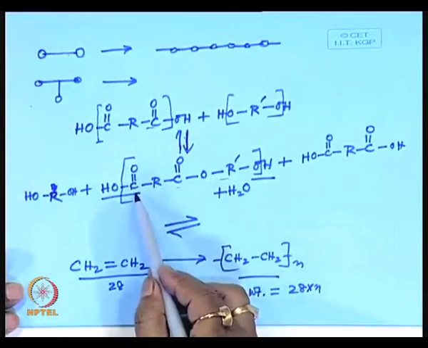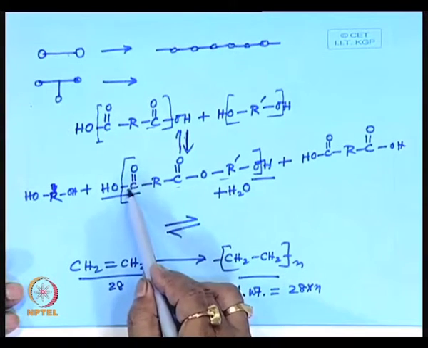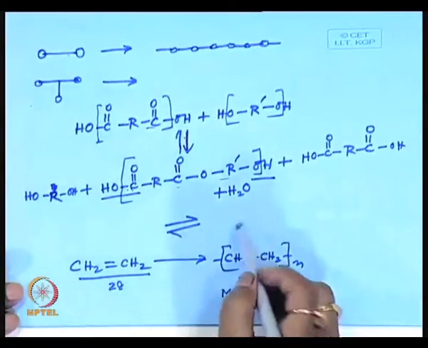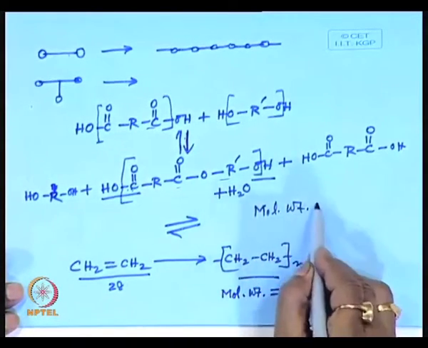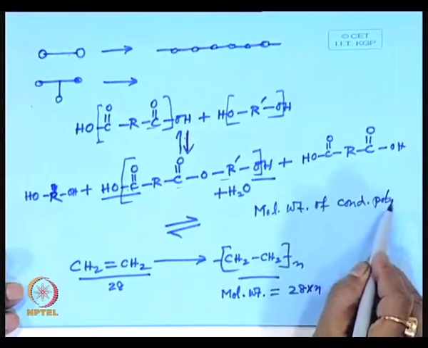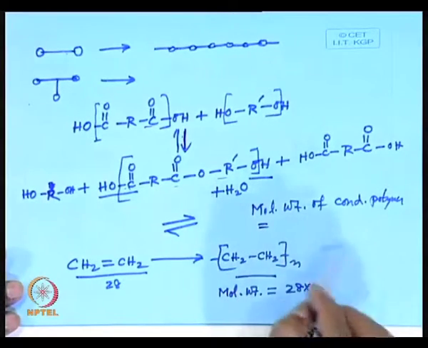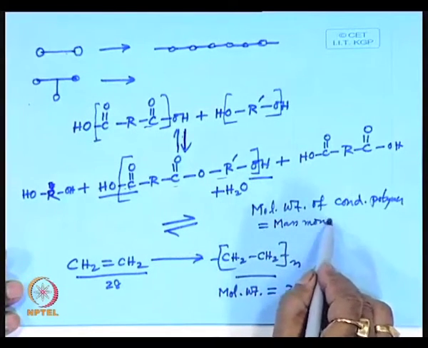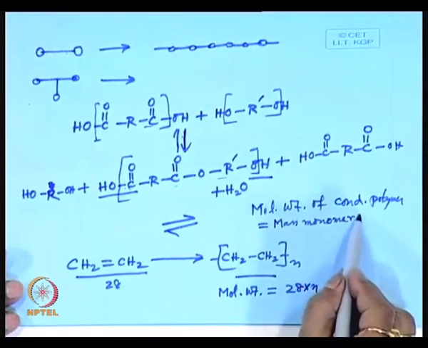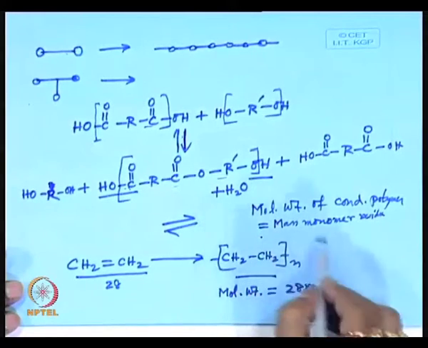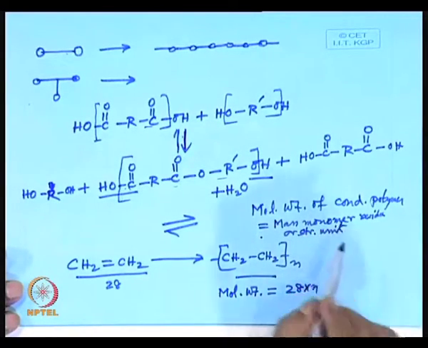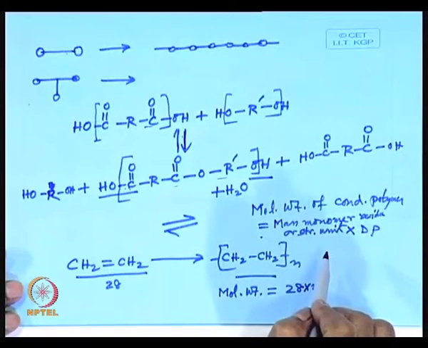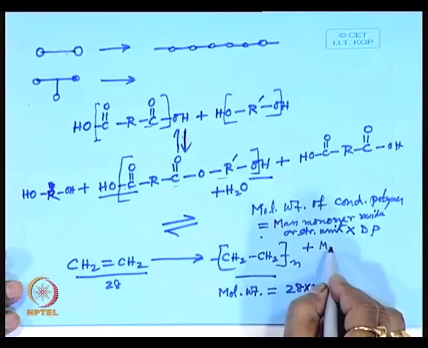In this case, you have to calculate the molecular weight, molecular mass, taking from the CO, R, CO, O, R prime and O. So, the molecular weight of a condensation polymer, you should take the mass of the monomer residue or structural unit into degree of polymerization, plus molecular weight of end groups.